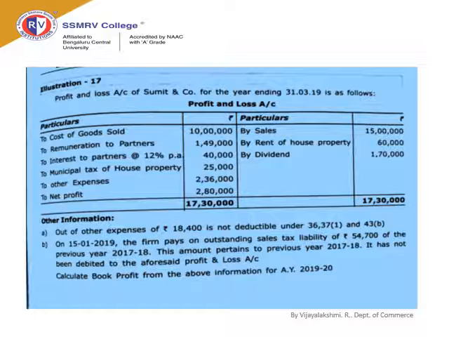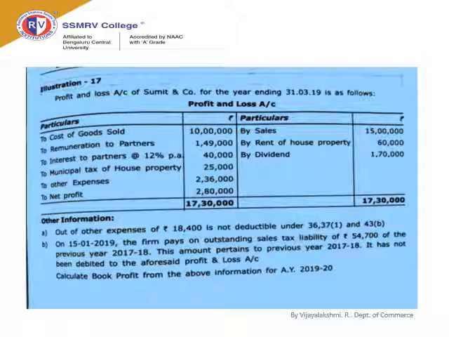You are given the next problem here. We have a P&L account given. In that we have cost of goods sold, remuneration to partners, which we need to take, and interest to partners at 12% per annum. It is exactly 12% per annum, so we need not consider it. If anything is paid in excess, we should take it. Municipal tax of house property, yes, we have to take it. Other expenses, so let us see if there is any adjustment we need to consider.